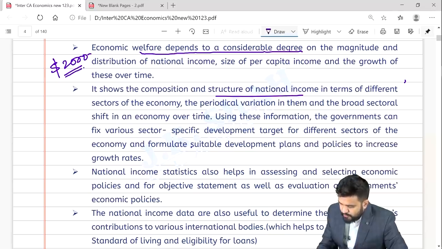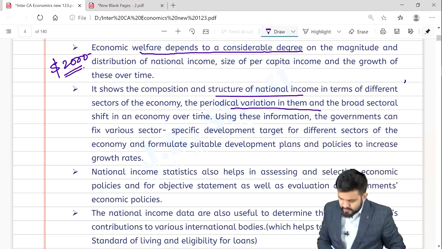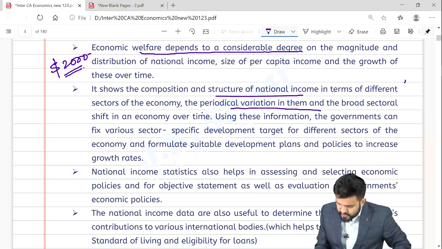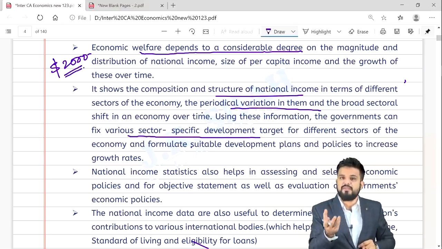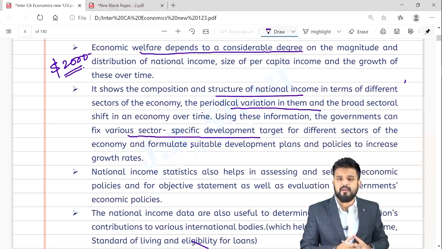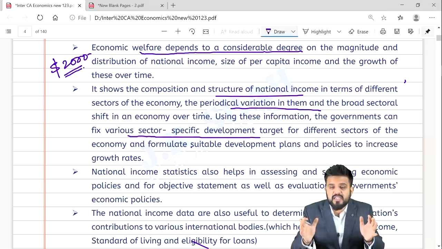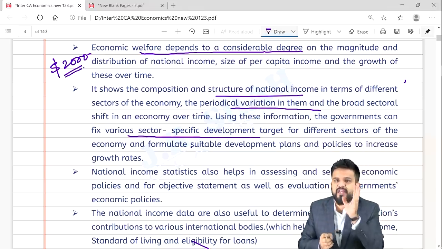Next, it shows the composition and structure of national income in terms of different sectors of the economy, periodical variation in them, broad sectoral shift in the economy. Using this information, government can fix sector-specific development targets. And accordingly, development plans and policies will be made. Like in India, there are 3 sectors, primary sector, secondary sector and tertiary sector. So whatever final goods and services are produced in all 3 sectors, if you add, you get national income GDP.